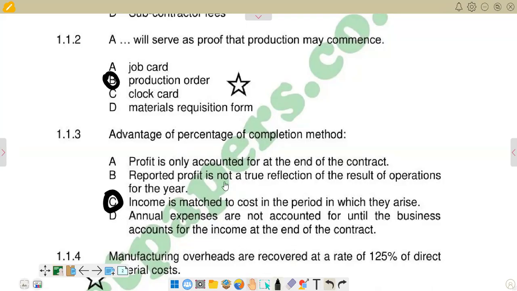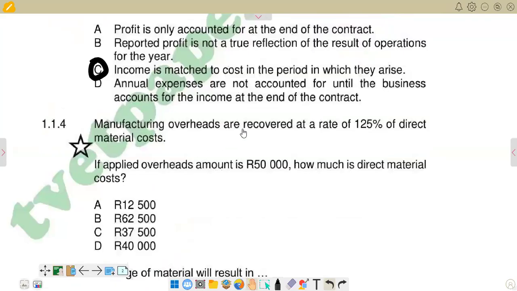Then we can move to the next one. Manufacturing overheads are covered at a rate of 125% of direct material costs. If applied overheads amount to 50,000, how much is the direct material costs? That is the figure being asked with this question. So we can try to see how we can calculate that one.